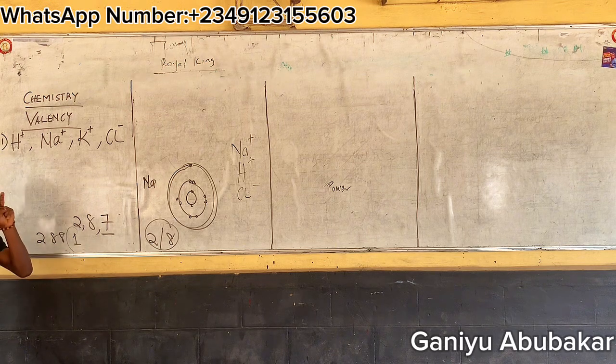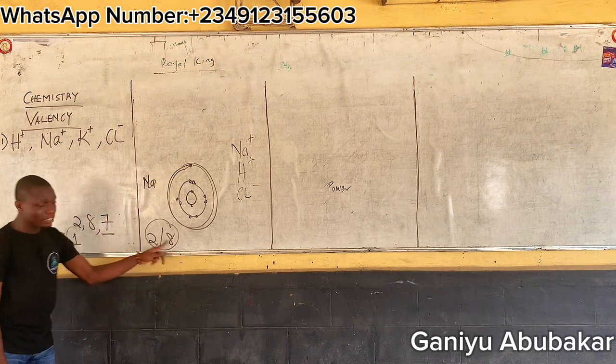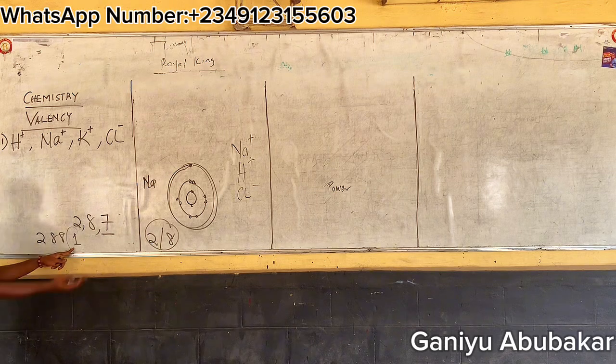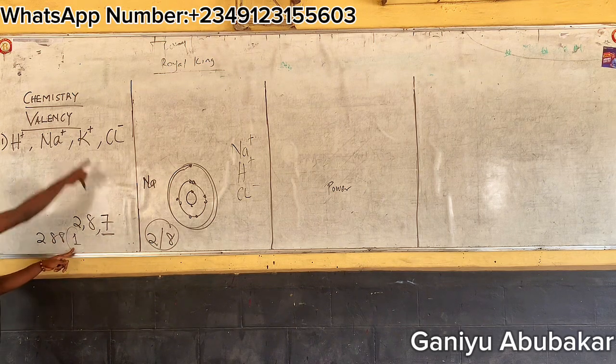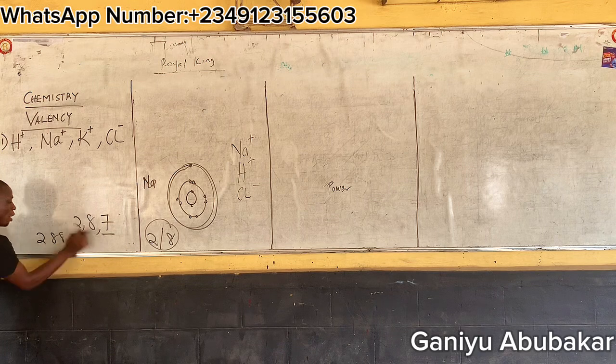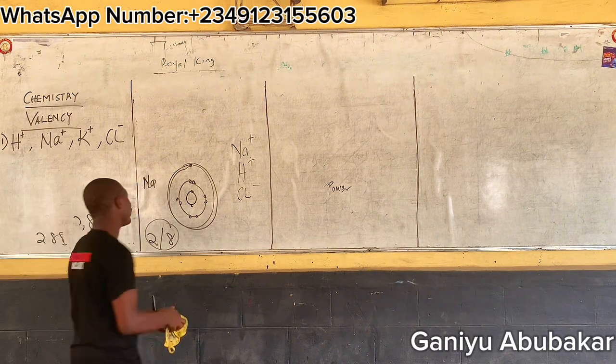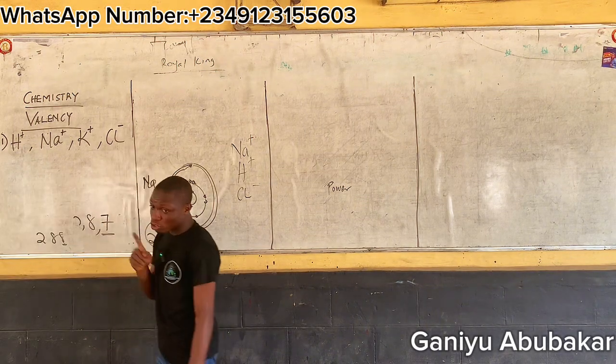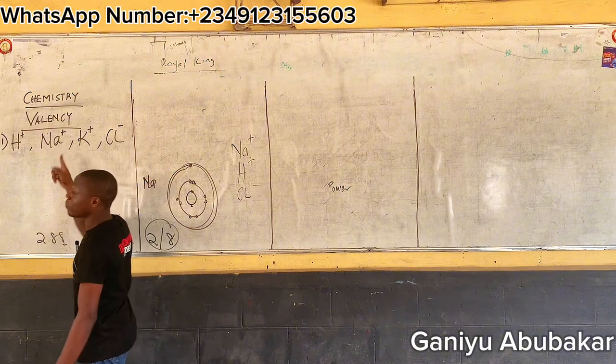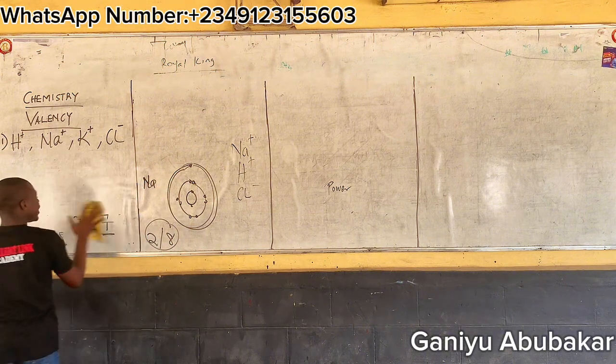Stability is in one of two things: either 2 or 8. Just 1, so either I add 1 or I give out the 1. What they do is give out the 1, so that the 8 becomes stable. That's the concept behind valency. So if I see Cl minus, you know why it's minus. If I see Na plus, you know why it's plus. That's all.